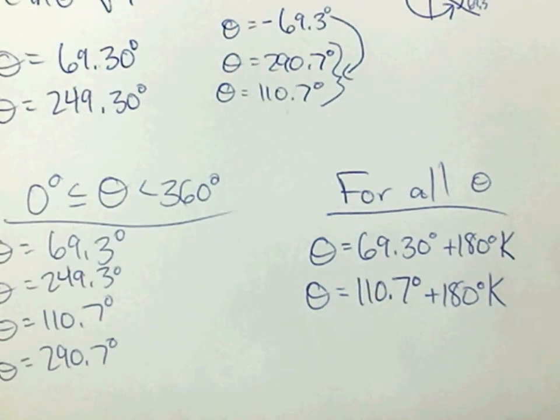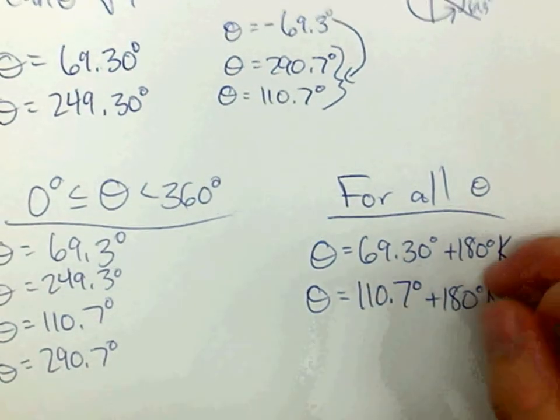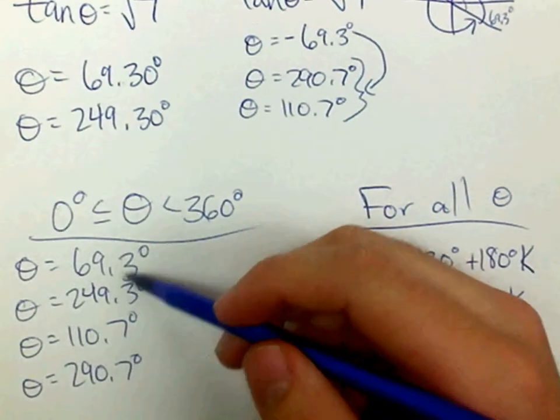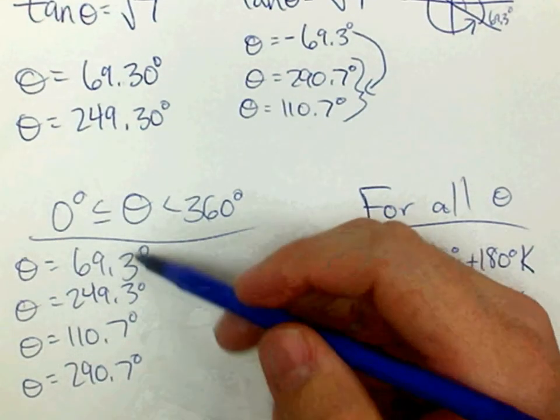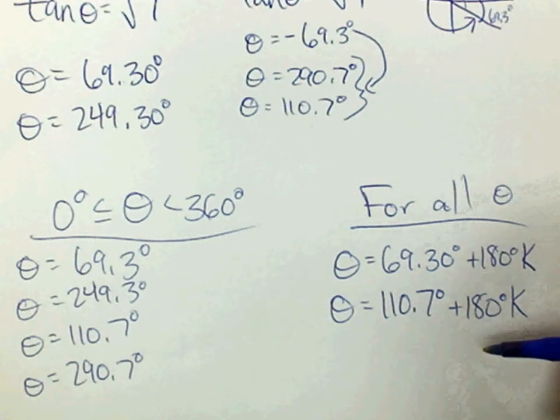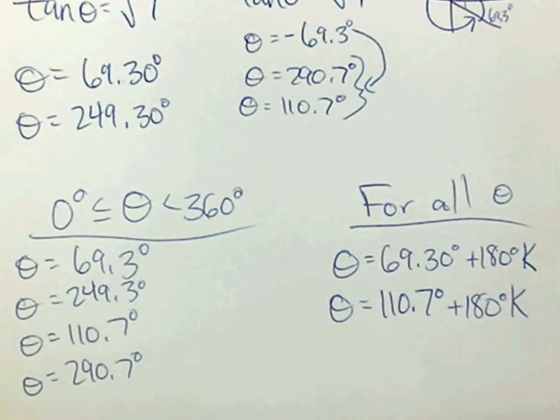Remember, this is the second option for the tangent problems. You could also just add 360k to each one of these. Personally, I prefer this one, but if you add 360k to each one of those, it is correct. It won't count against you on a test or quiz.